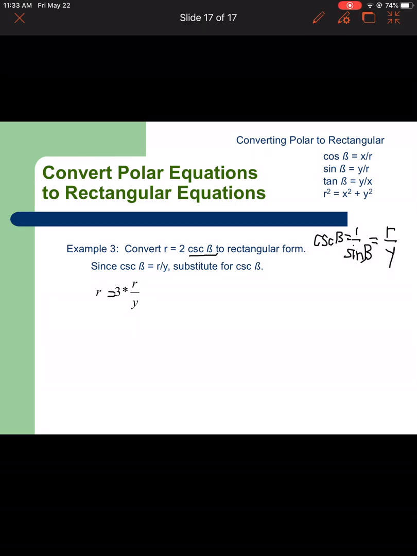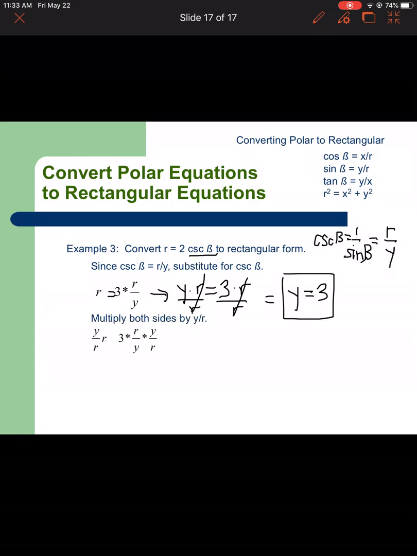Again, I want to get rid of my r's and only keep my y's, right? So I'm going to multiply both sides by y, and when I do that, I get y times r equals 3 times r. I want to get y by itself, so I should divide both sides by r. When I do that, those cancel out, so I end up getting y equals 3. Yes, y equals 3 is the rectangular form. Got rid of my r, got rid of the beta. We're good.